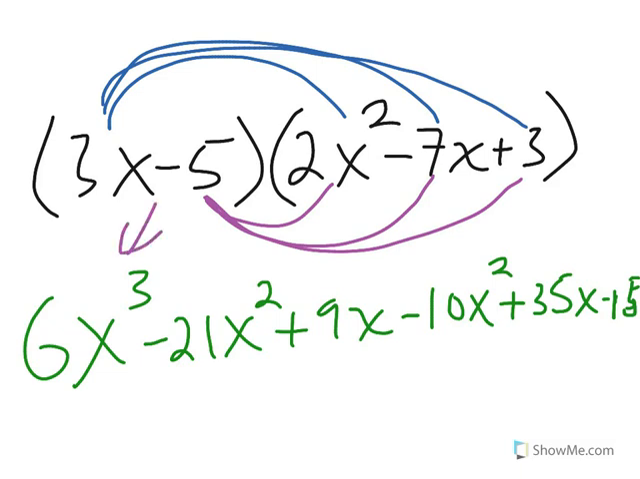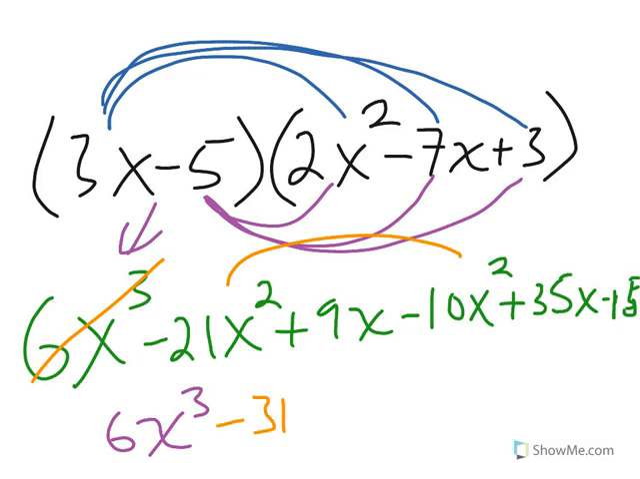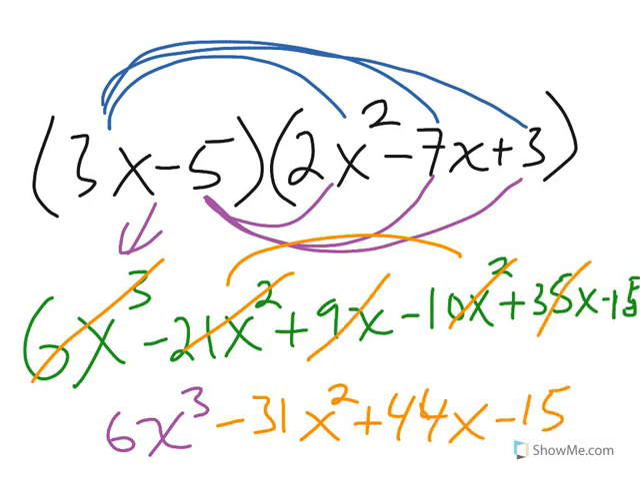I'll have 1x cubed, so it'll be 6x cubed. And guys, when I'm going through this, I will start crossing things off. I'm done using that. Now what do I have? I have an x squared and an x squared. That gives me negative 31x squared. Cross them out. And then here this is going to be positive 44x, and then the minus 15. That's that.